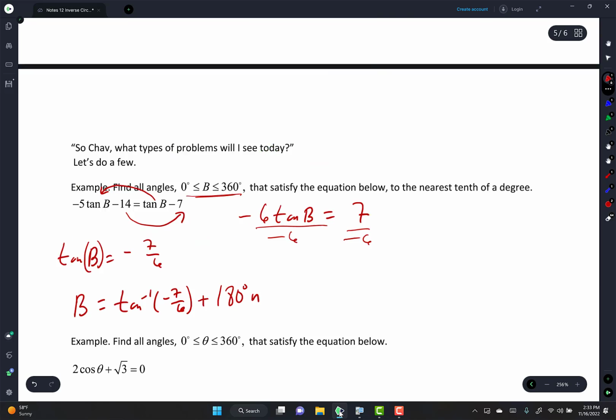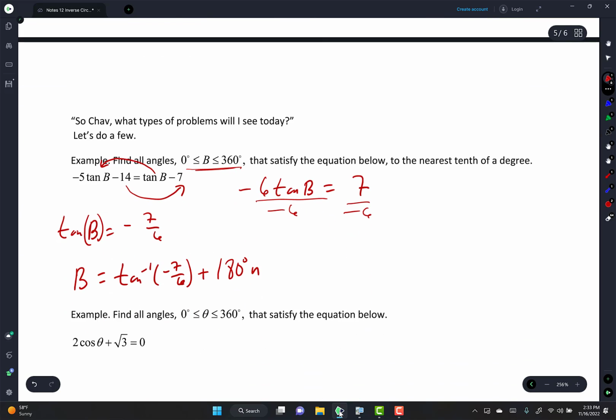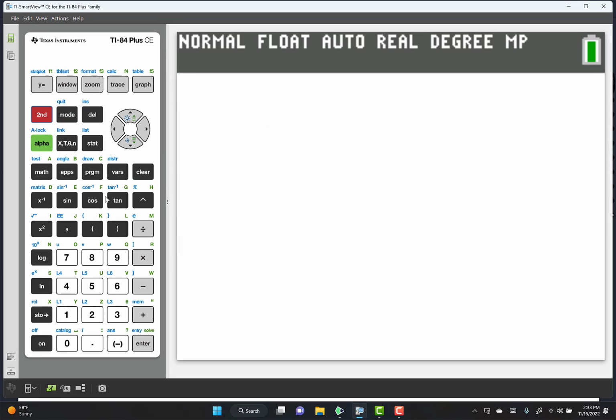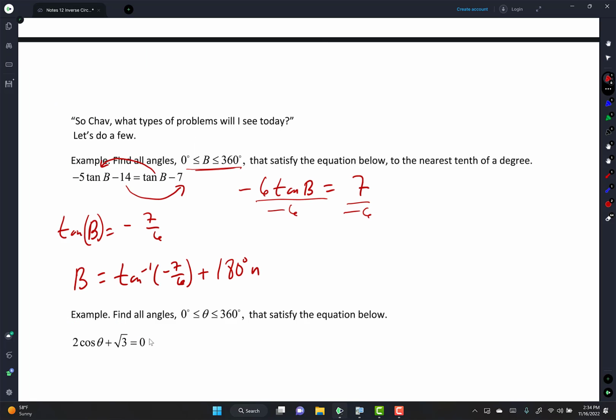180n. All I'm doing is this right here. Look, all I'm doing is that, right there. So I take my calculator. I don't know what arctan of that is, so I'm going to take my calculator, and it's in degree mode. I'm going to clear it. Second arctan, negative 7/6. I push enter. Don't worry, I'll come back up. Negative 49.4 because it says nearest tenth.